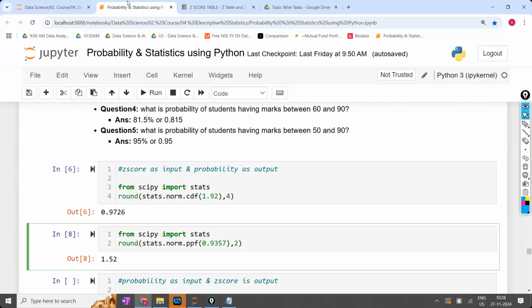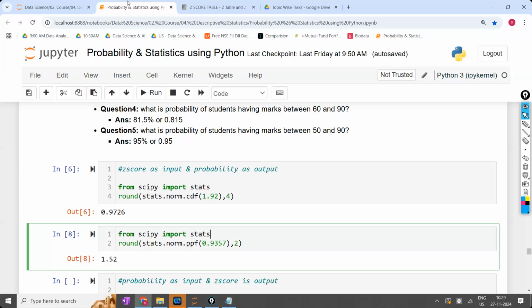Why? Because they will give the data set. The entire Excel sheet will be provided to us, and the data will already be there. If it is already forming a normal distribution, directly we are going to calculate, or we'll apply pandas code. How many data points are there between 50 to 70? Filter function will apply.